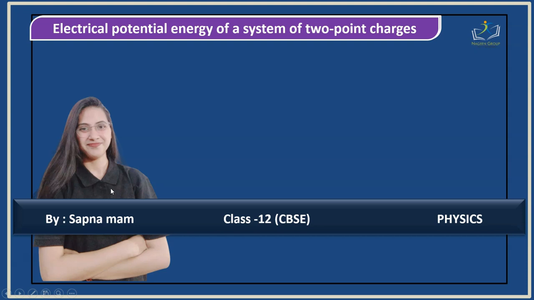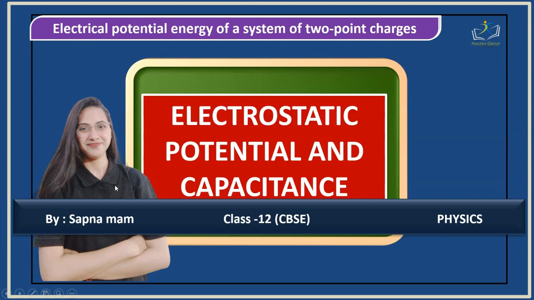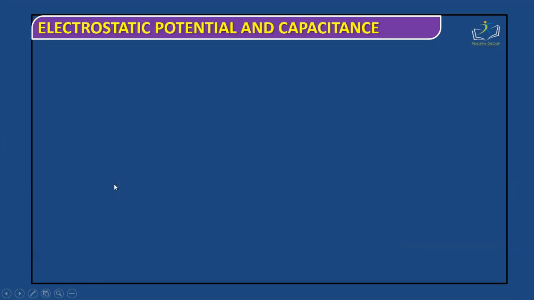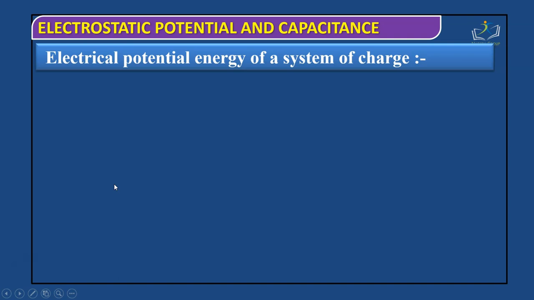Welcome everyone. Today's topic is the electrical potential energy of a system of two point charges, taken from the chapter Electrostatic Potential and Capacitance. Let us see all these topics. So first is electrical potential energy of a system of charges.